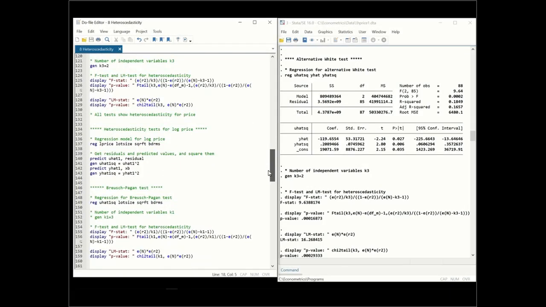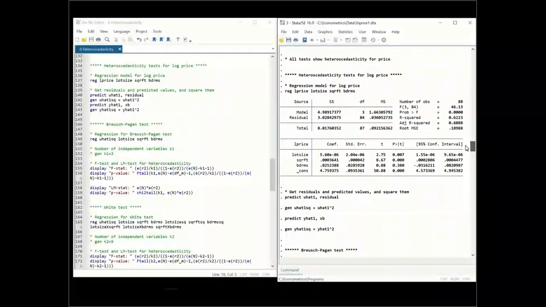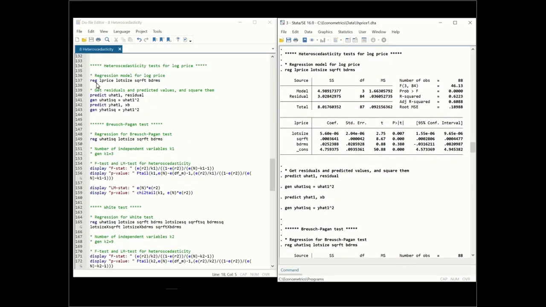Now let's repeat the whole thing very quickly for the log of price, and we will see what the results show us there. For the log of price, everything is the same except that we regress the log of price on the three independent variables. We calculate the residuals, which is predict. I will call this u hat 1 to distinguish it from the previous residual, comma residual. We get the squared residual, and then we predict the y hat 1, comma xb. These are the fitted values from this regression up here, and then we get the squares.